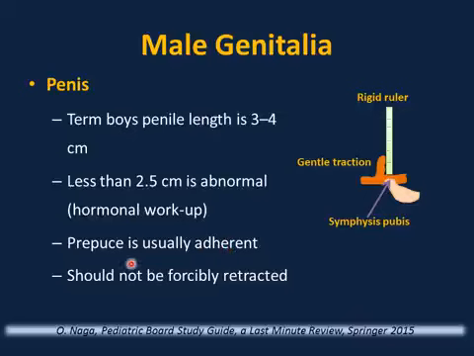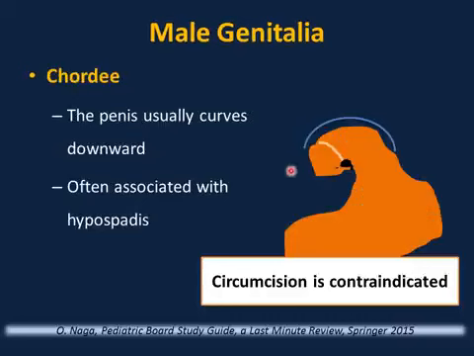Prepuce is usually adherent, so advise the parents not to forcibly retract the foreskin. It is not recommended anymore. Chordae is fairly common, which is when the penis will be curved downward, commonly associated with hypospadias, and more obvious during erection, even in infants. It is very important to know that it is contraindicated to circumcise an infant with chordae or with hypospadias, or both together. So once you have a diagnosis of chordae, no circumcision, just refer to pediatric urologist.